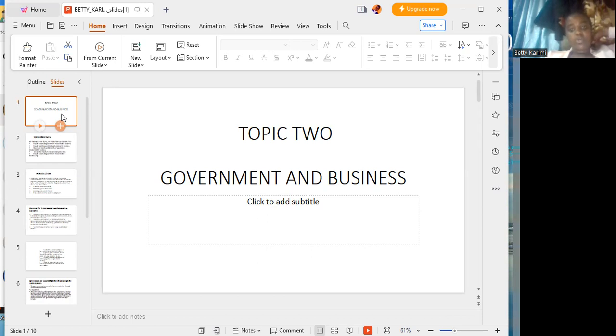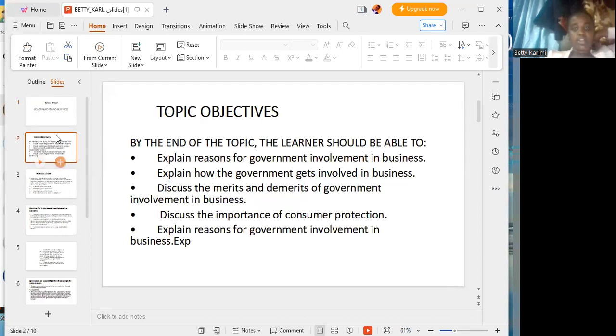Today we learn more on government and business. Let's first check on the topic objectives. By the end of the topic, the learner should be able to explain reasons for government involvement in business, explain how the government gets involved in business, discuss the merits and demerits of government involvement in business, discuss the importance of consumer protection, and explain the reasons for the government involvement in business.